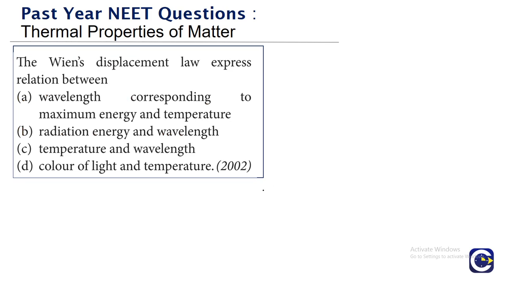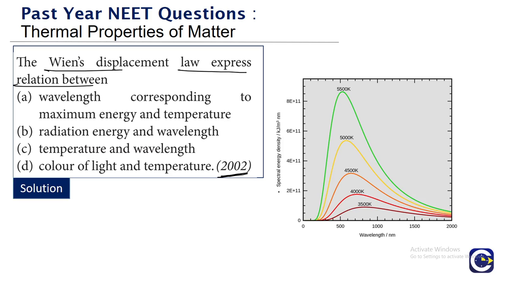Next, we have another theoretical question based on Wien's displacement law. Wien's displacement law expresses the relation between... So what is this Wien's displacement law? If you look at the radiation that is emitted by an object, the radiation will be emitted across a range of wavelengths. We can't even number them like lambda 1, lambda 2, because it will be continuous. So across a range of wavelengths, the radiation is going to be emitted.